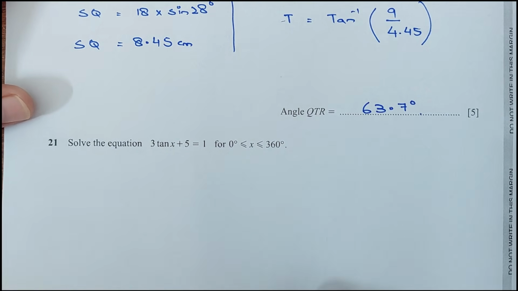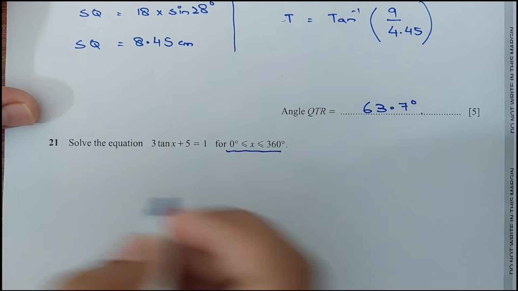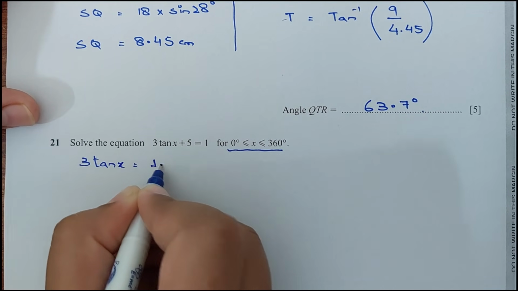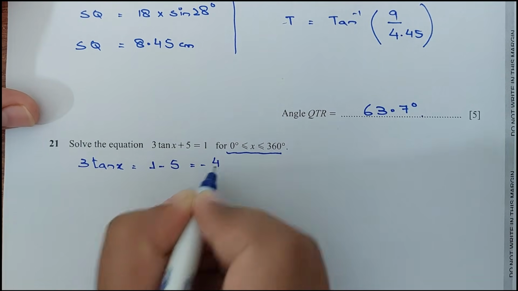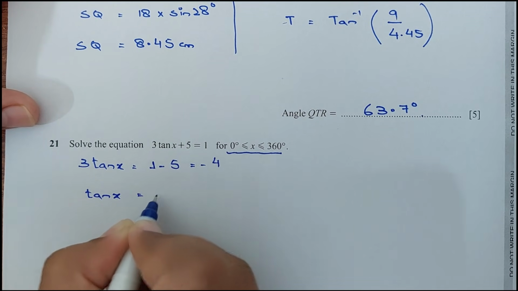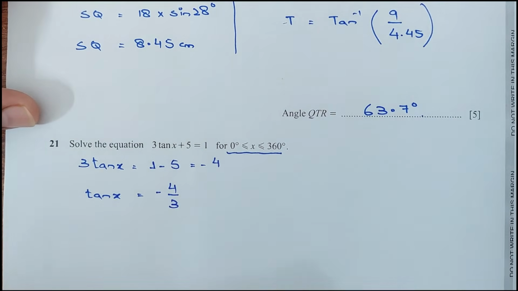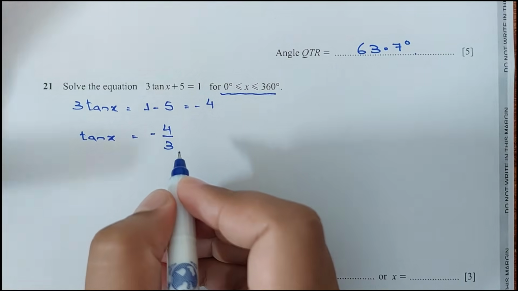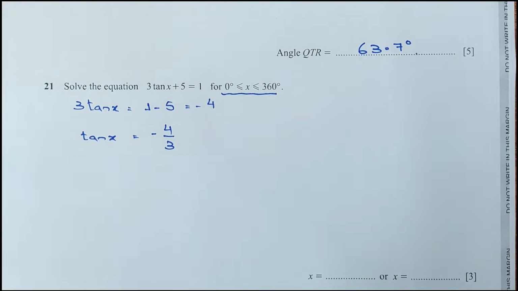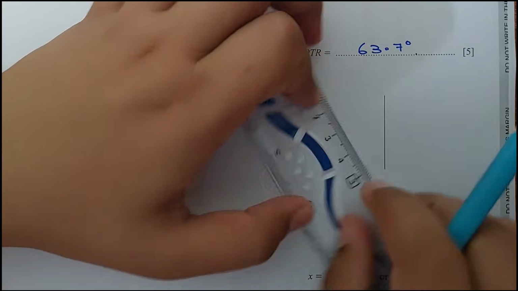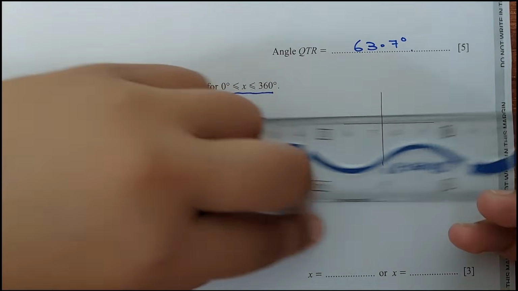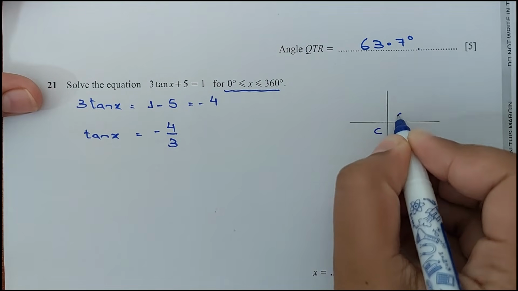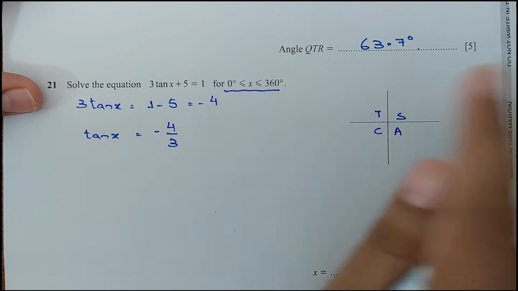Question number 21, solve this equation from 0 to 360 degrees. So 3 tangent of x is equal to 1 minus 5, that is negative 4. So tangent of x is equal to negative 4 over 3. Now this equation says tangent is negative. Let's see in which quadrant tangent is negative, by using the CAST rule. There are 4 quadrants, the CAST rule, C, A, S, and T.